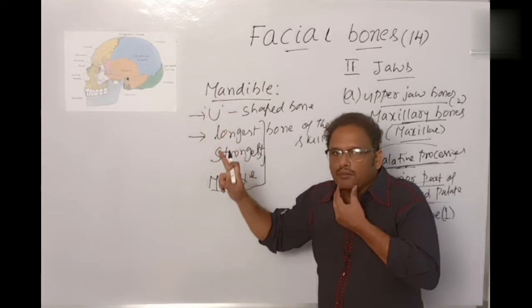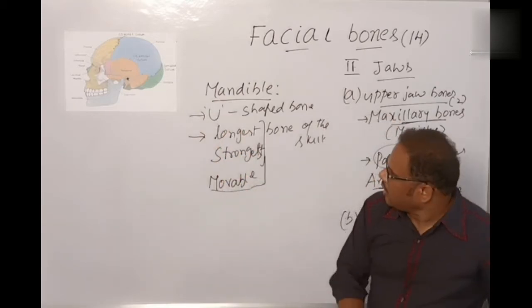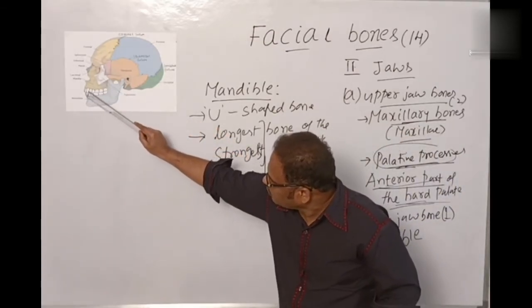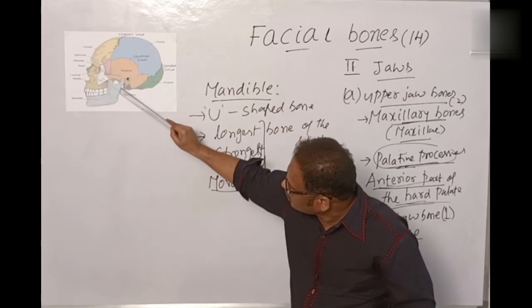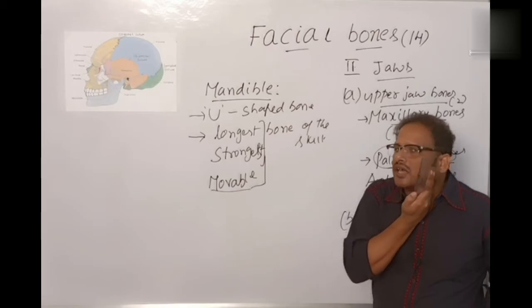You see here, the mandible, the lower jaw bone. It's a U-shaped bone here. This is the mandible. See here, this is a U-shaped bone. It's the longest bone, a very long bone here. Can you feel it here?